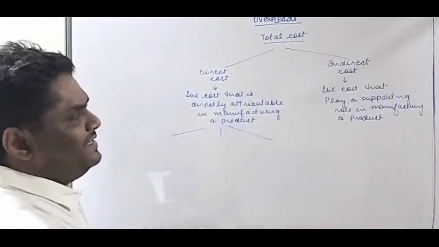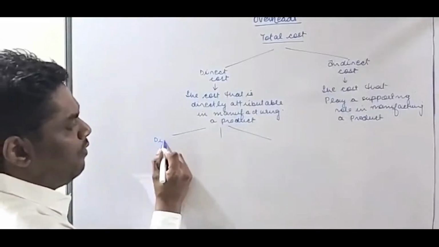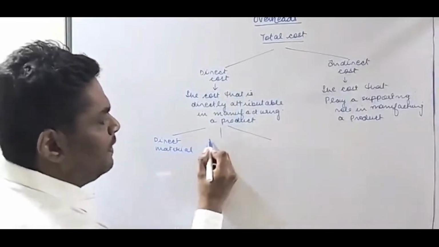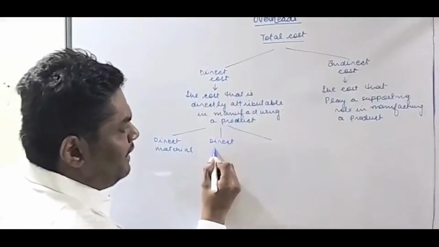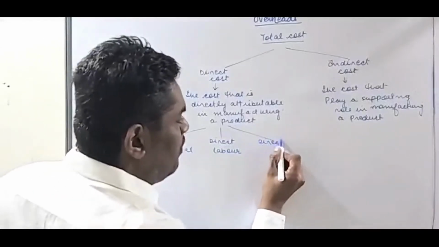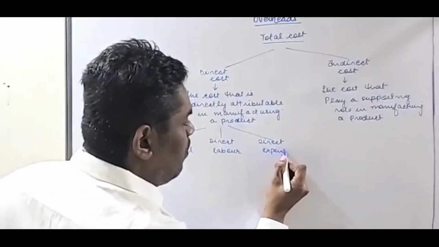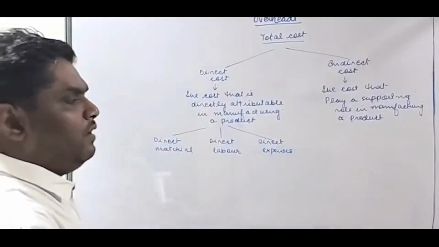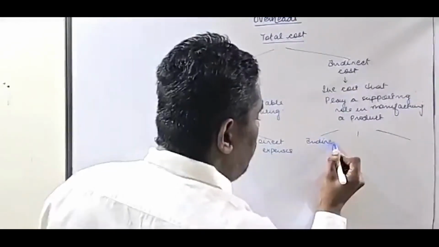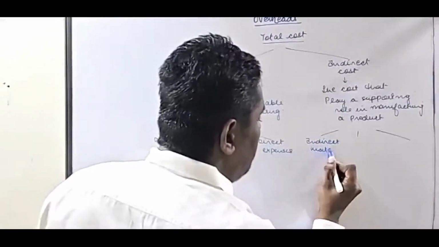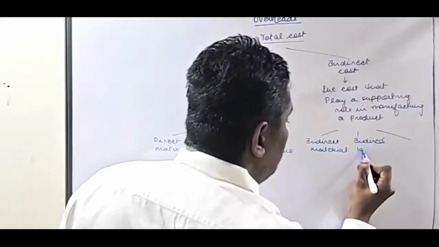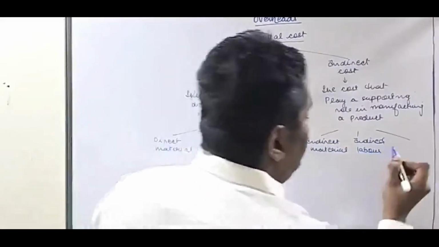Further, direct cost can be classified into 3 parts. That is direct material, direct labor, and all the direct expenses. Indirect cost can be classified into indirect material, indirect labor, and all the indirect expenses.